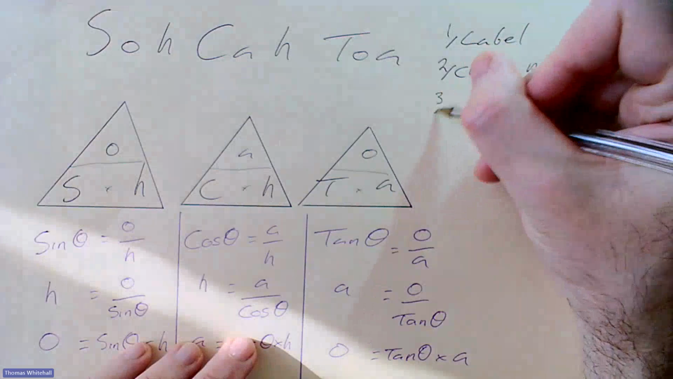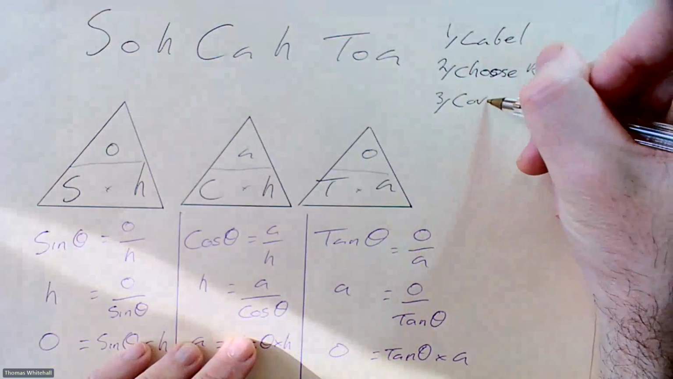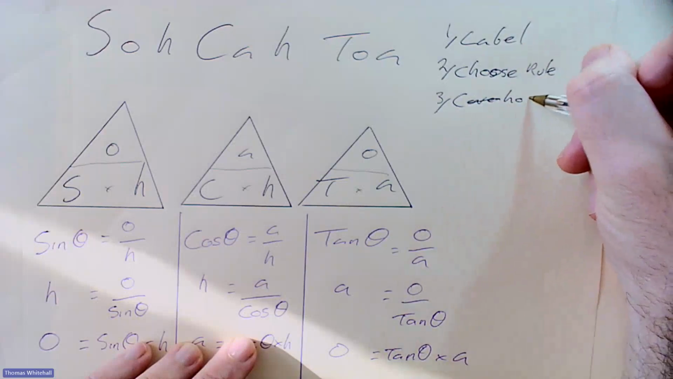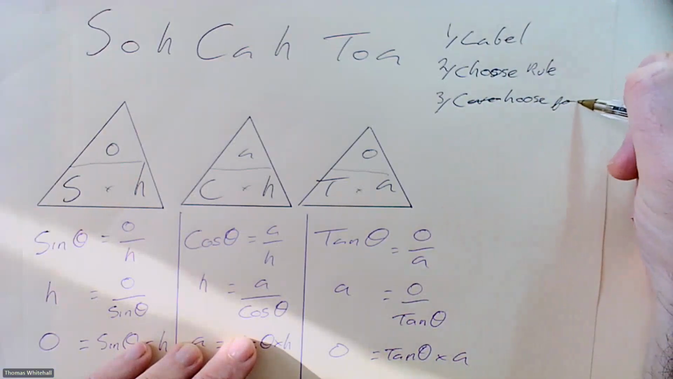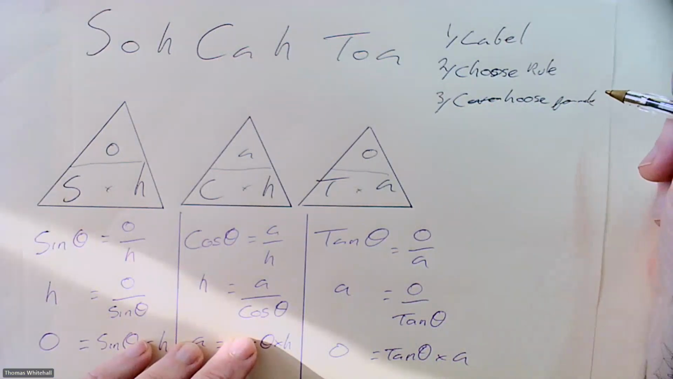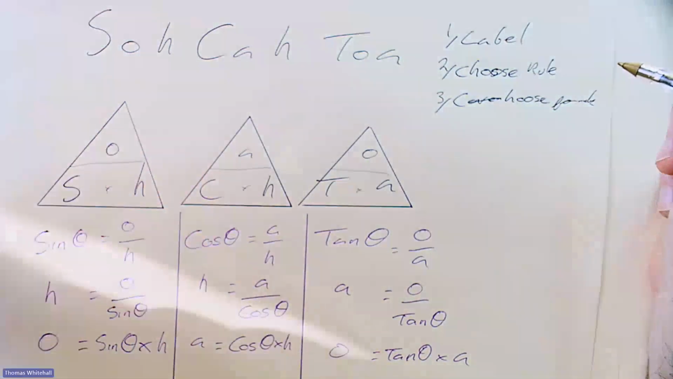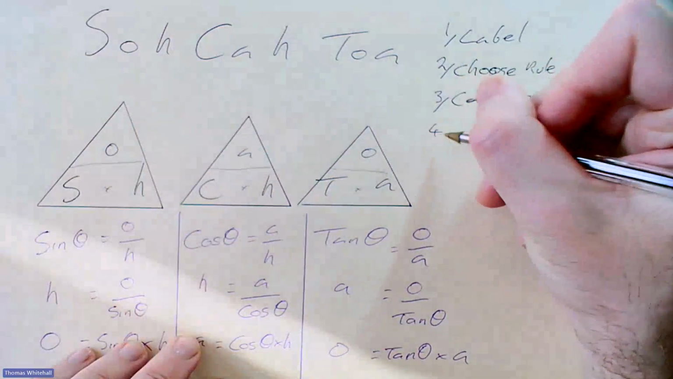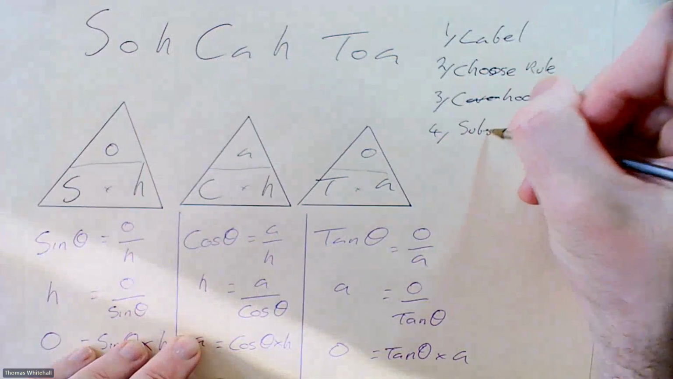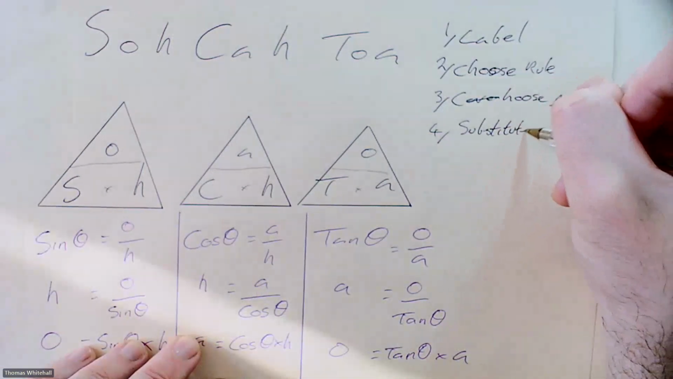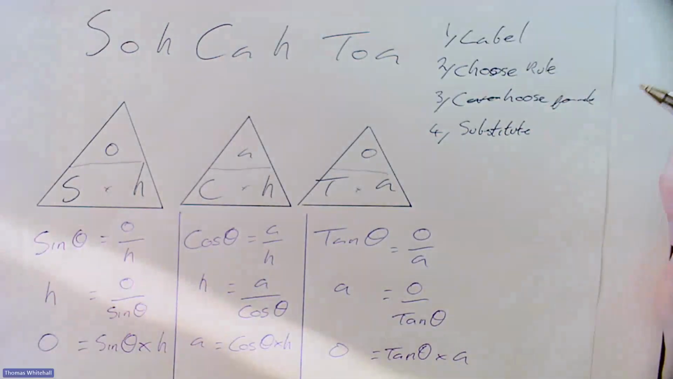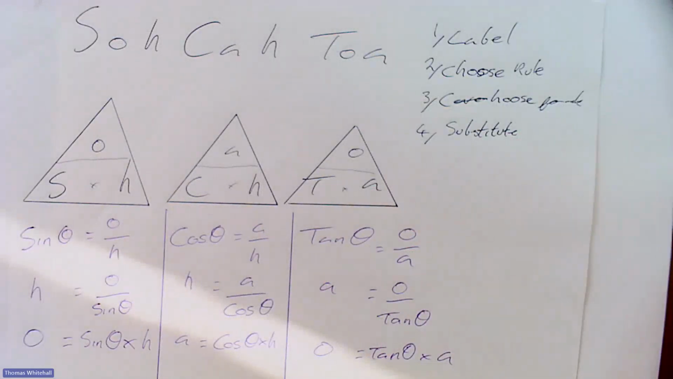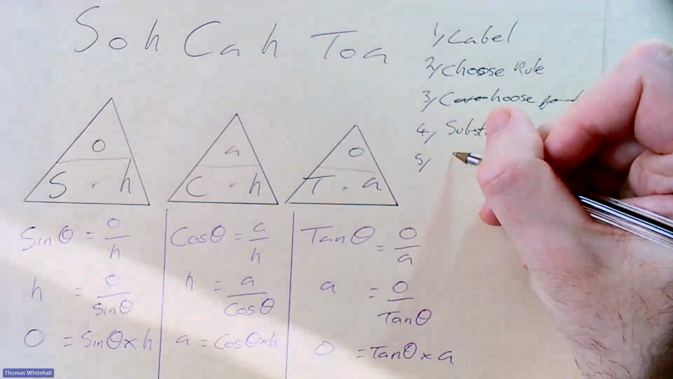Okay. Number 3, cover up. Sorry, it's covered up there. Choose formula. And that's when we cover up. Okay. So in this case, if we wanted the adjacent, we cover up the A, and we'd go with those. 4, substitute. And that's when we transfer, we replace the O and the A, or whichever we're using, with the values we've got. And then that's step 5. The last one is calculate.